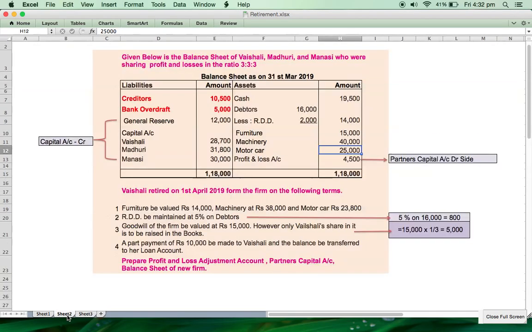Then the next adjustment is RDD should be maintained at 5% on debtors. Debtors are 16,000. 5% on 16,000 is 800 rupees. So they want RDD to be maintained at rupees 800. Originally in the old balance sheet, RDD is given at 2,000 rupees. That means you have to reduce this RDD by 1,200 rupees. So let's see the effects.